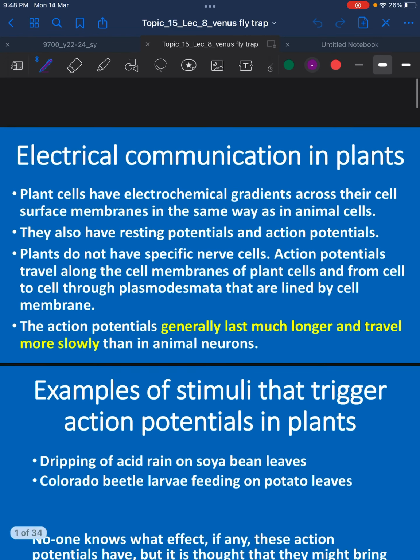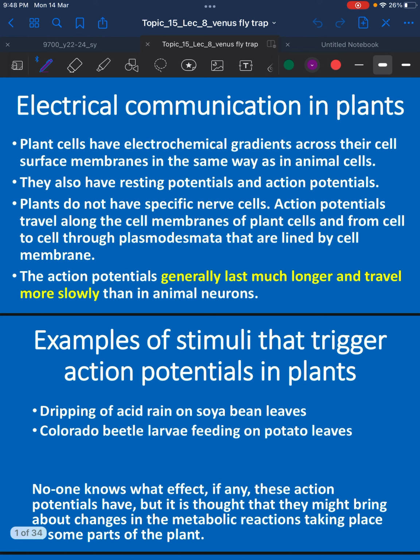A lot of us think that electrical stimulation of action potential only occurs in animals, but actually it also occurs in plants. Action potential in plants was discovered by Charles Darwin a long time ago, by observing the Venus flytrap.